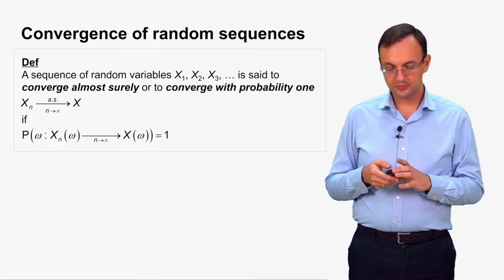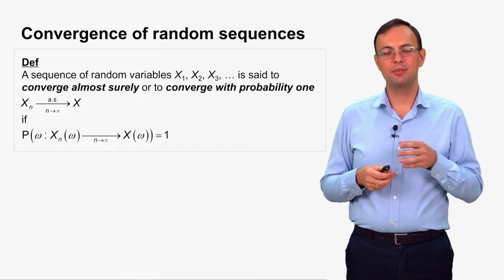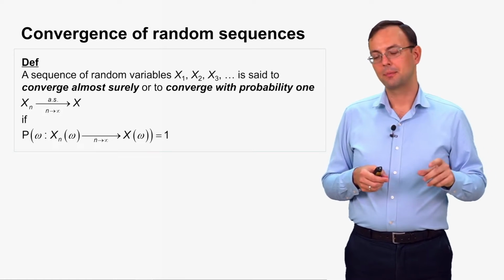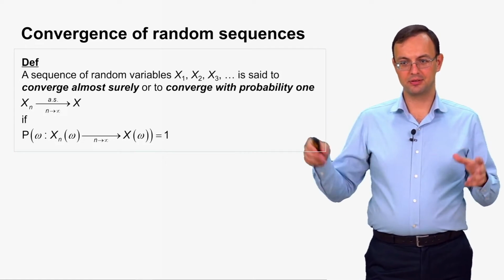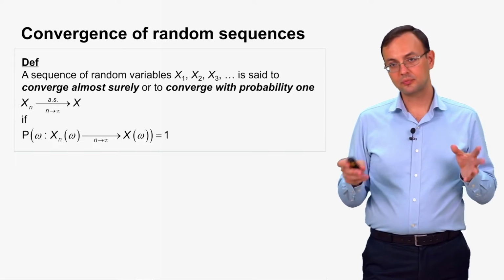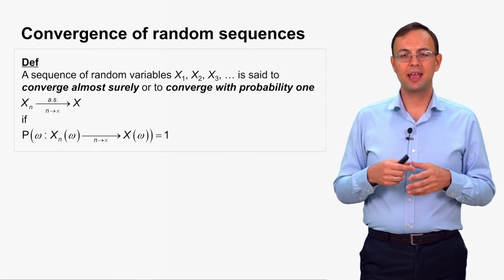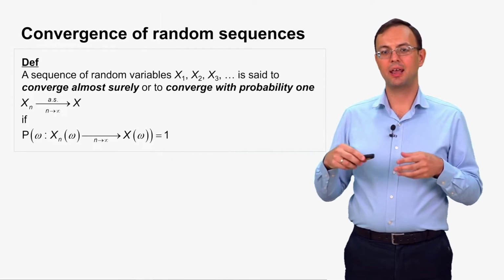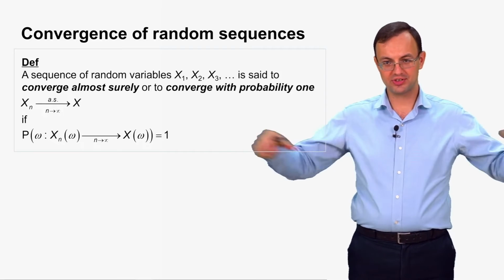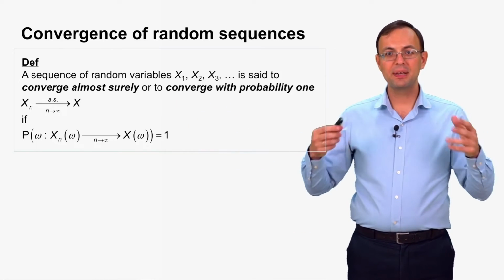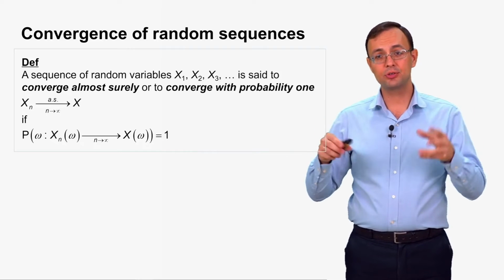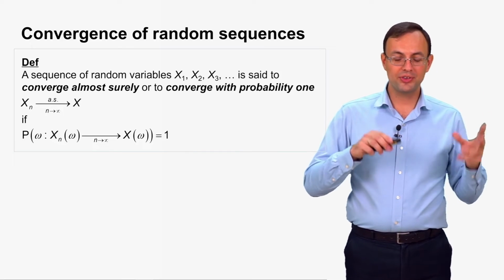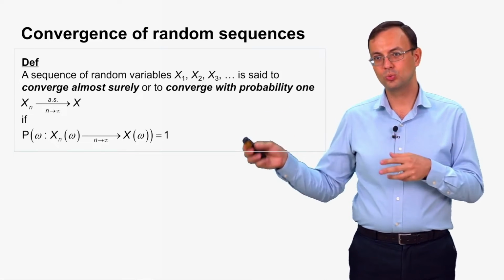So this means that if we go back to our example with the proportion of tails in multiple coin flipping, every time we do this experiment with multiple flippings, the probability that we will get a sequence that converges to 1/2 is 1. And the probability to get a sequence that does not converge to 1/2 is 0.